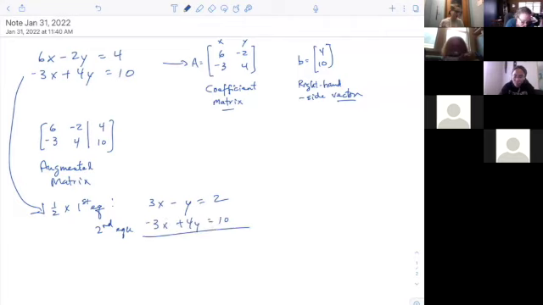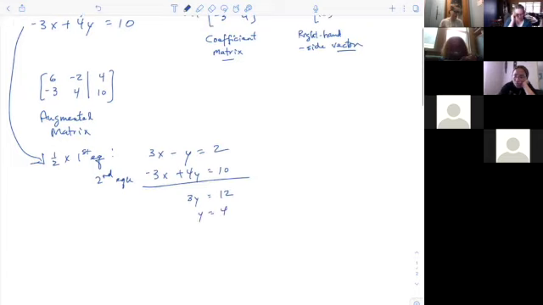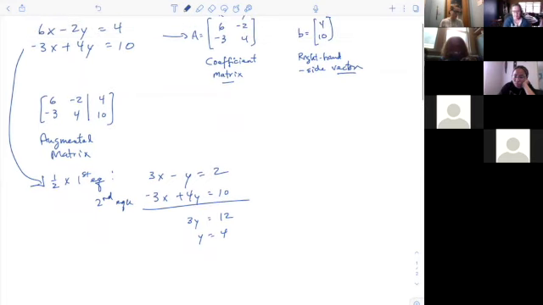And then I add those together, right? And the x's go away. And what do I got? I got 3y equals 12. So y equals 4. And then I could plug back in and figure out what x is, right? So that's kind of one way to approach this. So we're actually going to do that exact same thing on the matrix.